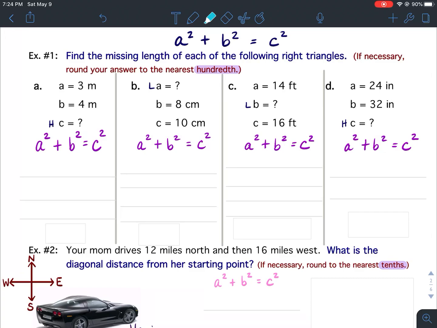Pythagorean Theorem, Lesson 24 Notes. Example number 1. Find the missing length of each of the following right triangles. If necessary, round your answer to the nearest hundredth.